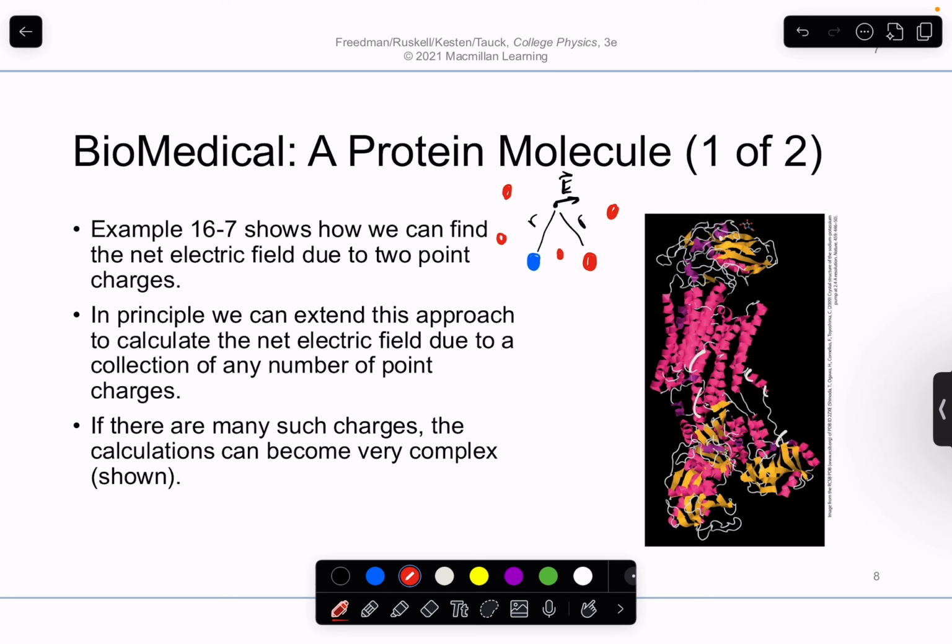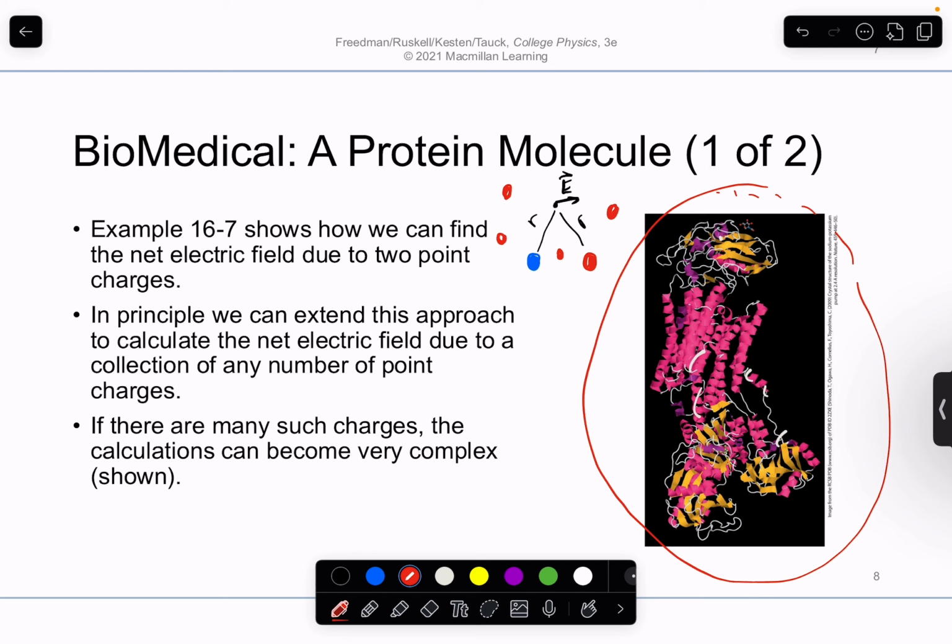For example, if we wanted to find the electric field somewhere outside this group of proteins, there's so many charges here, right? I mean, thousands, millions, maybe even. So calculating the electric field in that way, one vector at a time, would be extremely time consuming.